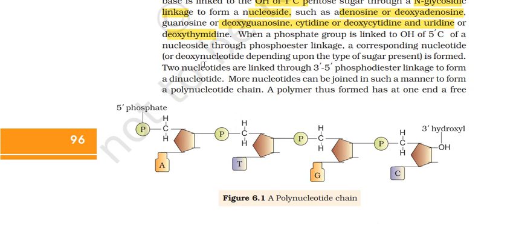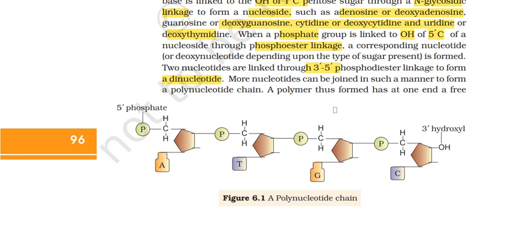The third thing is phosphate group is linked to the OH of 5' carbon of a nucleoside. हाँ, 5' कार्बन पे अब किसका OH आएगा, फॉस्फेट ग्रुप का आएगा. फाइन. अब इसको लिंक करेंगे थ्रू फॉस्फोएस्टर लिंकेज. A corresponding nucleotide or deoxynucleotide depending upon the type of sugar present is formed. Two nucleotides are linked through, अब दो न्यूक्लियोटाइड्स को आपस में जोड़ना है क्योंकि हमें पॉलीमर चेन बनाना है. 3' 5' phosphodiester linkage जो है to form a dinucleotide. More nucleotides can be joined in such a manner to form a polynucleotide chain.